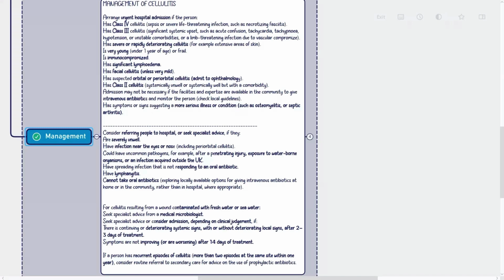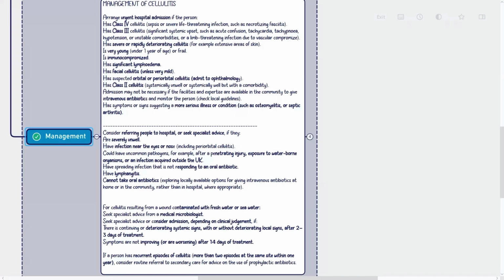Admission may not be necessary if the facilities and expertise are available in the community to give intravenous antibiotics and monitor the person; check local guidelines. If the person has symptoms or signs suggesting a more serious illness or condition, such as osteomyelitis or septic arthritis, consider referring people to hospital or seek specialist advice if they are severely unwell.